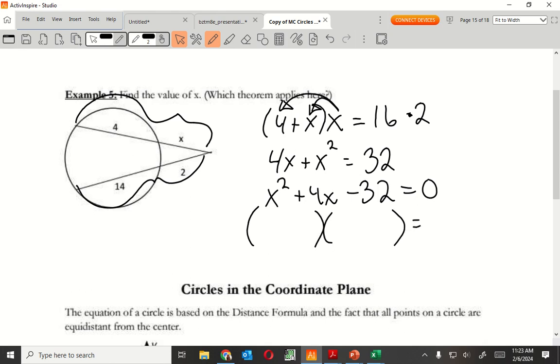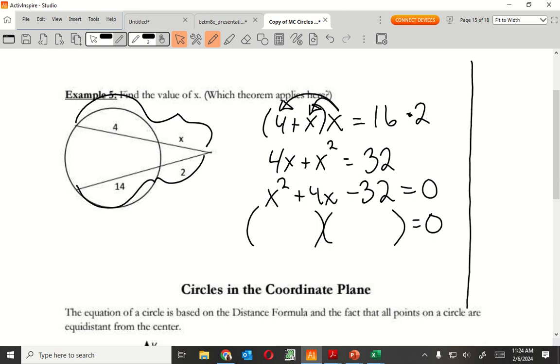We're going to have two factors to make this work. Now, what numbers together will multiply to be 32? 16 and 16. No. 4 times 4. What two numbers multiply to be 32? Oh, 16 times 2.